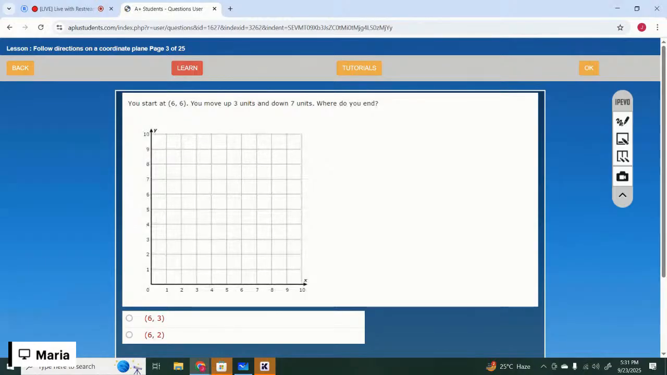You start at (6, 6). You move up 3 units and down 7 units. Where do you end? So you end up on (6, 3).